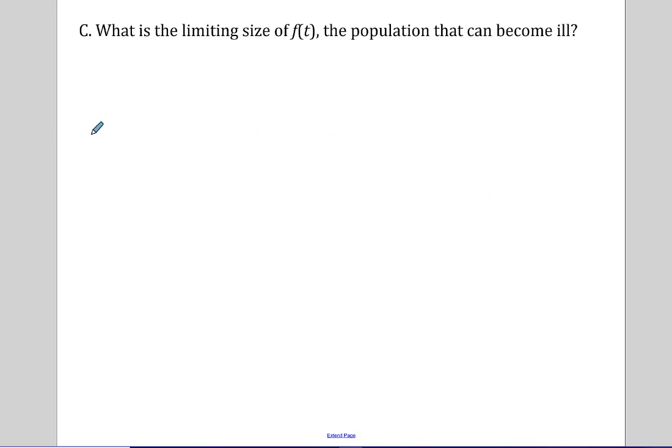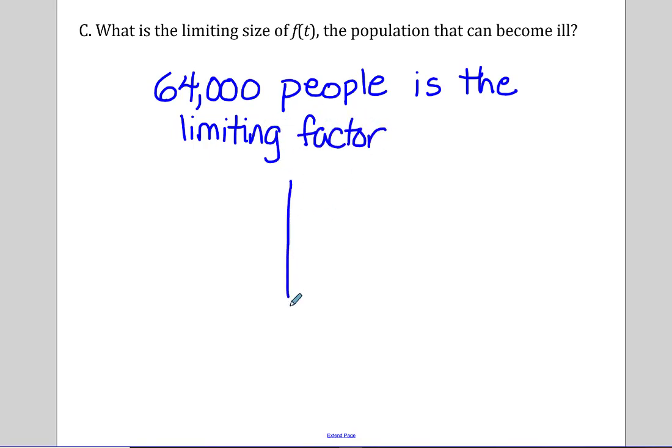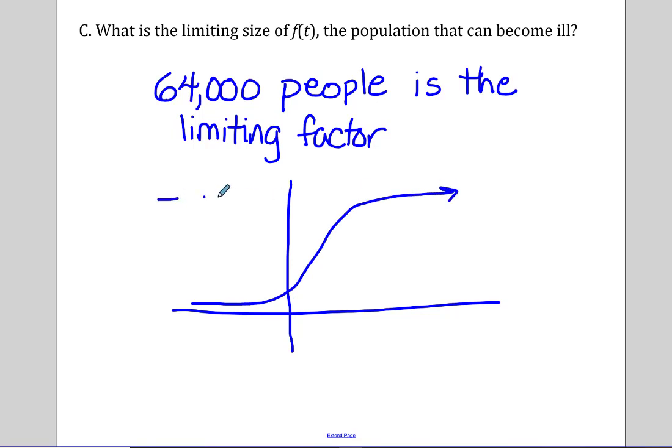And then part C, what would be the limiting size of the function f of t? The population that can become ill? Well, that would be the maximum population of 64,000 people, because that would be the carrying capacity of the entire population. That's called the limiting factor. So that graph would look something along the lines of some curvy graph, and it would be asymptotic at 64,000 people.